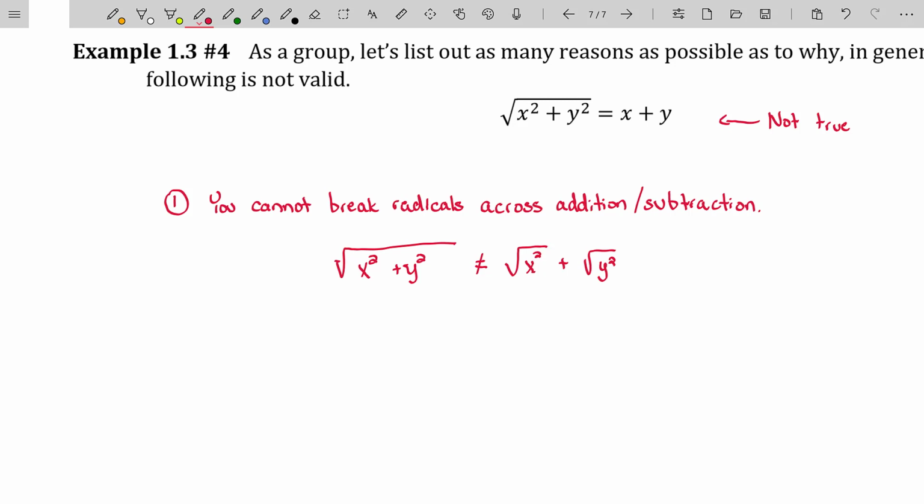Multiplication and division, often you can, but addition and subtraction, you cannot. But that's not really a great reason. That's just a justification why it doesn't work.